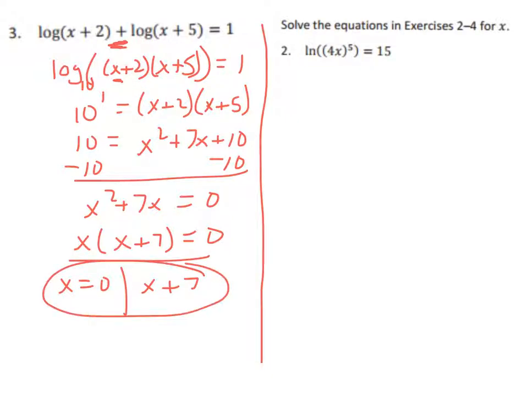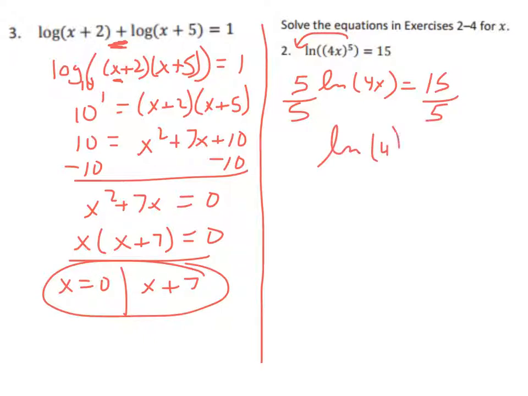No problem. Now we're going to treat natural log the same way. Remember, another rule we had is if we got an exponent, it can come out in front. So this is really 5 times the natural log of 4x equaling 15. Then what I can do is divide both sides by 5. The natural log of 4x is equal to 3.